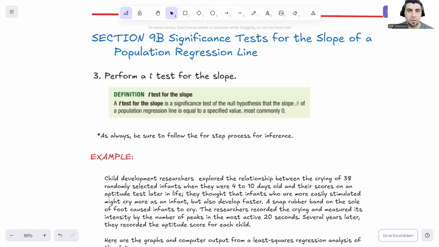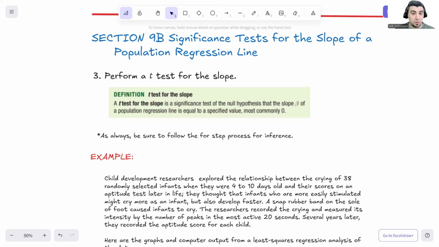Okay, so we're back with the third and final installment for section 9B. We're going to talk about how to actually perform the entire t-test for the slope. A t-test for the slope is a significance test of the null hypothesis that the slope beta of a population regression line is equal to a specified value, most commonly 0.